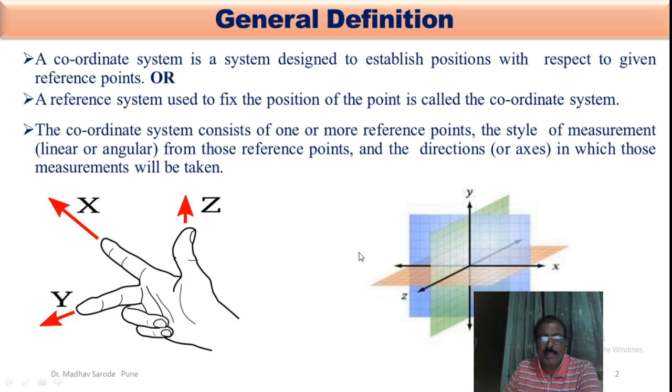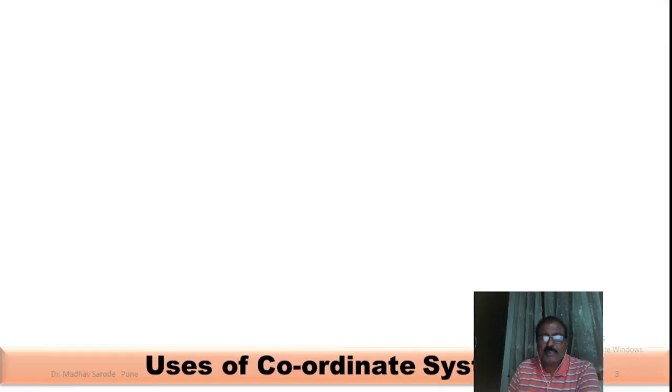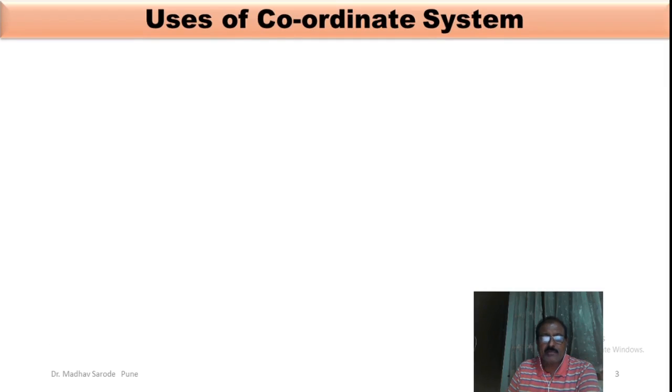In general, remember, any reference system used to fix the position of a point in space is called the coordinate system. And these coordinate systems are classified in three categories.